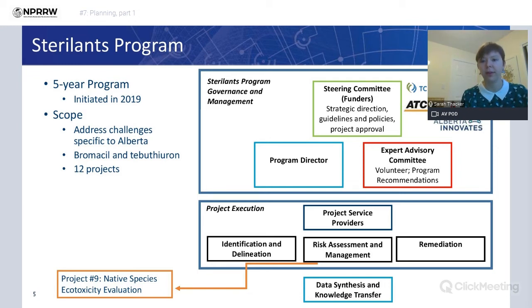There's 12 projects in the program, and each of them have a different service provider. And so the work that I'm going to talk about today falls under the Sterilants program. It's project number 9, which is the one I'm working on, native species ecotoxicity assessment.